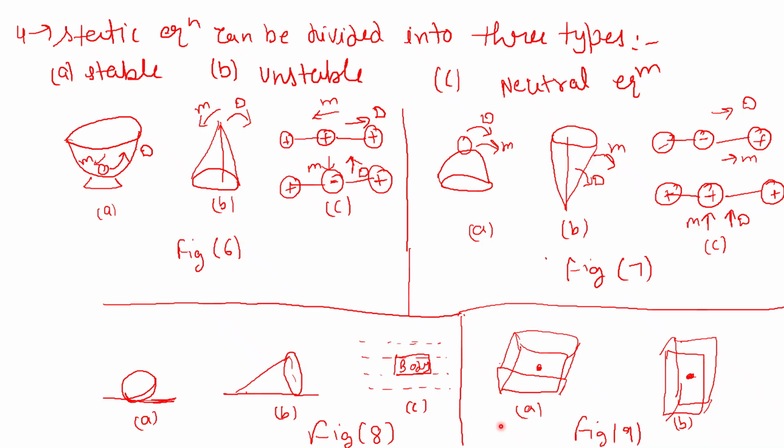Now we will also discuss the stable equilibrium. Lesser the potential energy or lower the center of gravity, that is, greater the base area, more stable is the equilibrium. This is shown in figure 9.